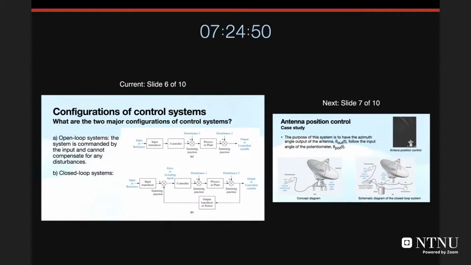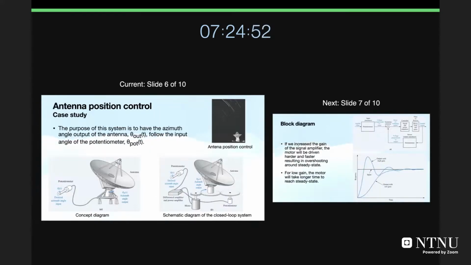So there are lots of examples. One of those examples is antenna position control. This is a case study in the book, in fact. The purpose of the system here is to have the azimuth angle output of the antenna, theta out, follow the input angle of the potentiometer.